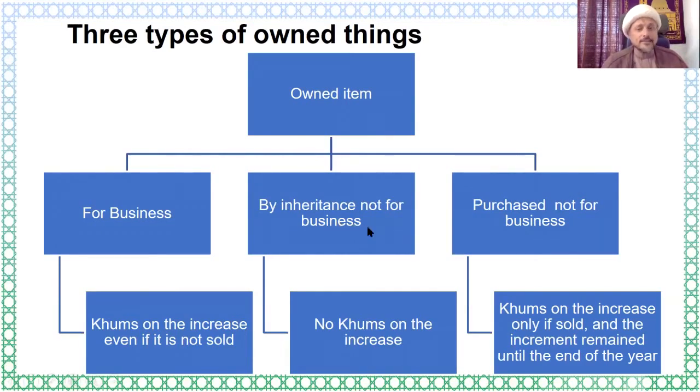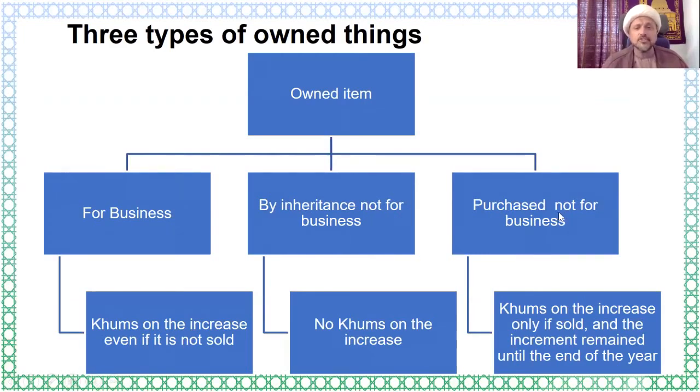You got it by inheritance, not through compensation, not purchased, but free. There is no khums on the increase, as we took in the example. There'll be no khums on the increase even if you sell it. Remember, $100 became 200, that's it, no khums on the increase.